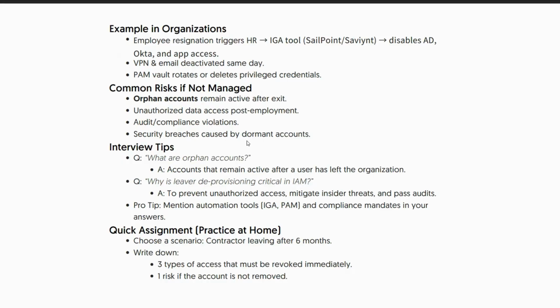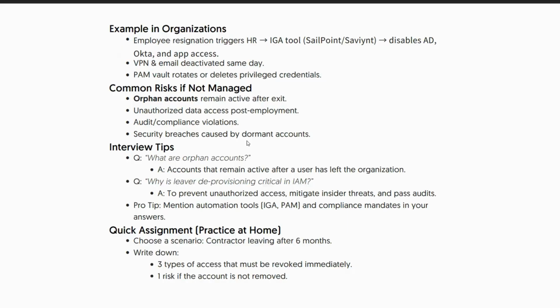And interview tips: they can ask you about orphan accounts. So try to explain it in a way that covers what an orphan account is, where you have used it, what the purpose is, and what the outcome of using it is. The second question is, why is leaver deprovisioning critical in IAM? We all know: orphan accounts, mitigating insider threats, and then clearing the audits. Whenever you're answering this, make sure that you have a tool tagged to it, not just randomly. Don't just say an orphan account is an account that is orphan or that is live. You say where it comes into the whole ecosystem.